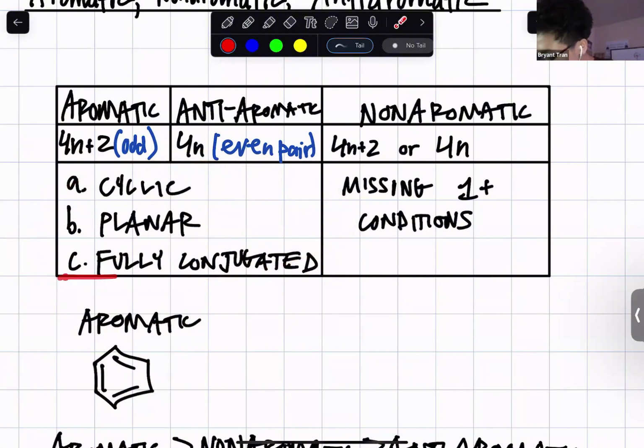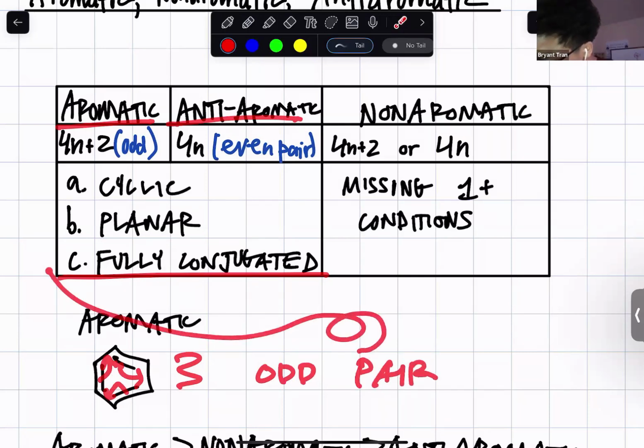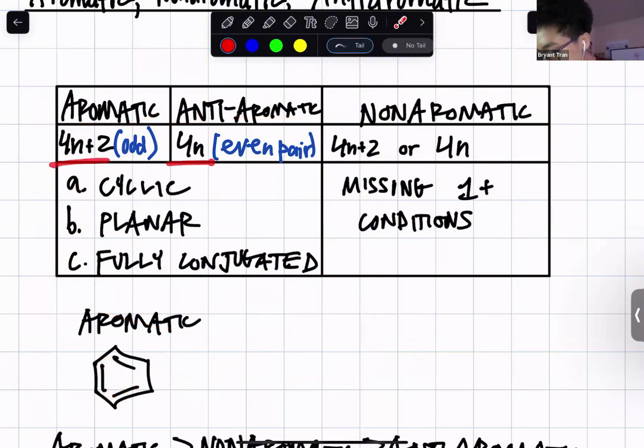Now, once it fulfills all three conditions, to determine if it's aromatic or anti-aromatic, we look at how many pairs of electrons are doing resonance with each other, aka how many arrows do we see here? We see 3 arrows, which is an odd number of pairs of electrons, and an odd number of pairs would give us an aromatic molecule. You could think of it as 4n+2 or 4n electrons, but I like thinking of it in terms of odd pairs or even pairs of electrons, right?